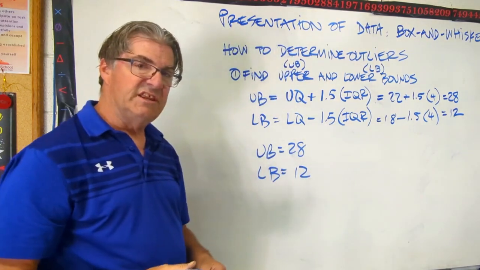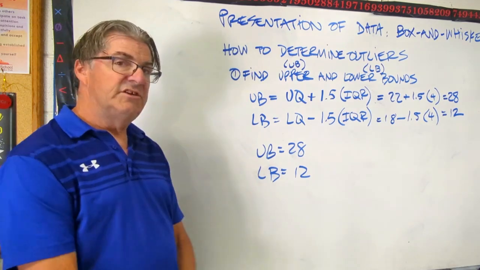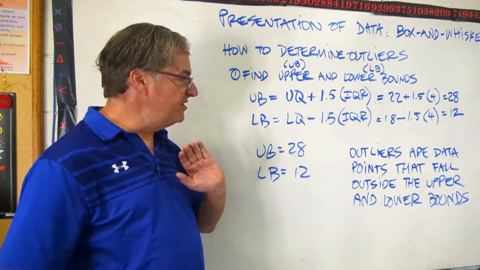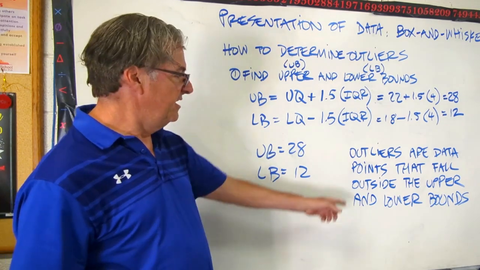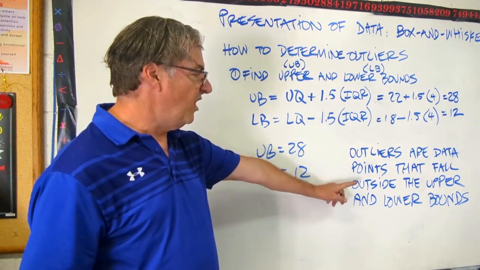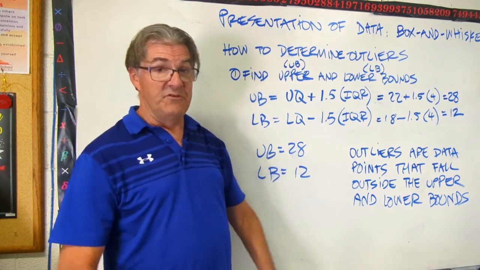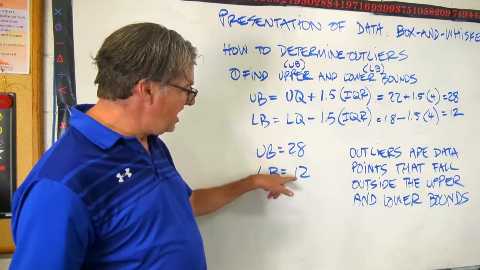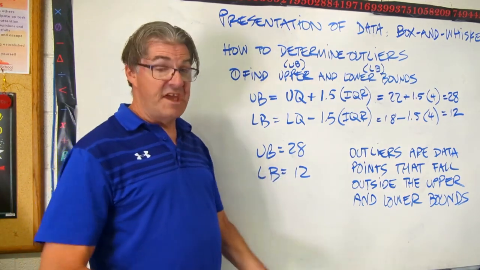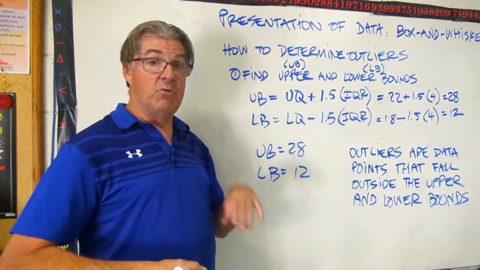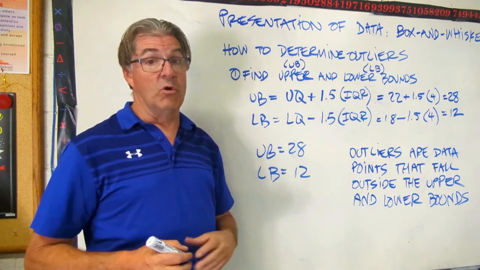Now here's an interesting thing. How might you use these to determine outliers? All right, so here's a nice little quick definition for what outliers are. They are data points that fall outside the upper and or lower bounds. So if you have data points that are outside of these boundaries, they are considered outliers. So now you can say with certainty whether a data point is an outlier or not.